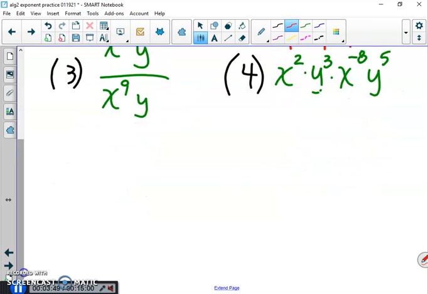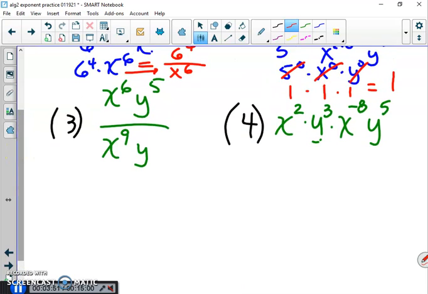In the third problem, we have a fraction, which means we have the quotient rule. So we're going to subtract the exponents. So it'll be 6 minus 9 on the x. And for the y, because we have an exponent of 1 here, it's implied to be 1 if it's not given. It's 5 minus 1.